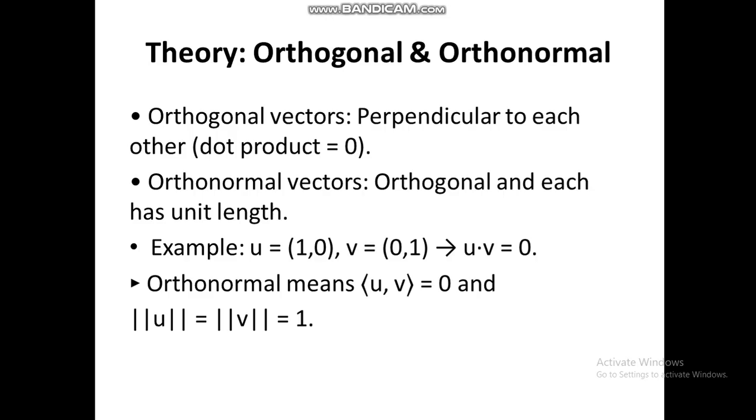Okay, next, what does orthonormal mean? If you take the magnitude of their length, for u it should be the square root of 1 square plus 0 square. Okay, 1 square plus 0 square is 1, and the square root of 1 is 1. Similarly for v, the square root of 0 square plus 1 square, which is also 1. So we can say both are orthonormal to each other.